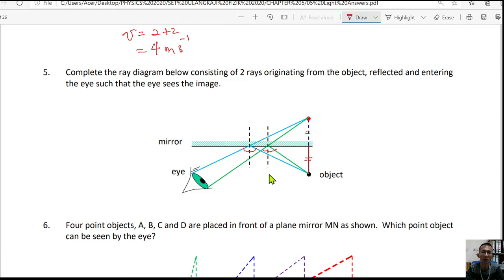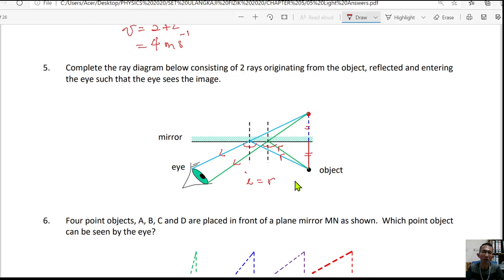But this picture is not yet complete. We must draw the direction of the light propagation. Light travels from the object towards the mirror and then is reflected to the eyes. I'll do the same thing on the green lines. It goes towards the mirror and then is reflected towards the eyes. And it follows the law of reflection, which says that i equals r.